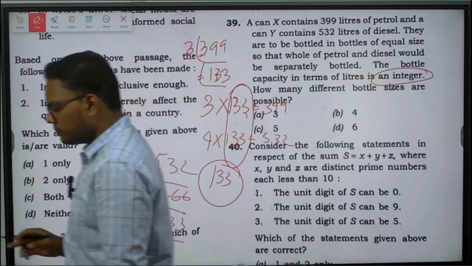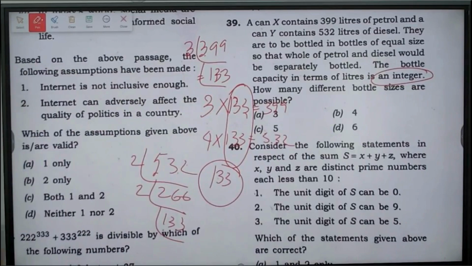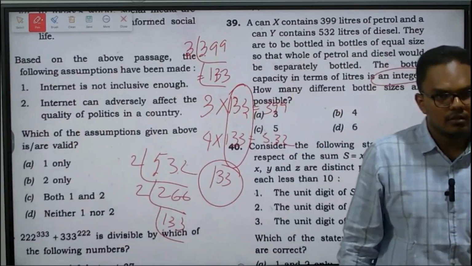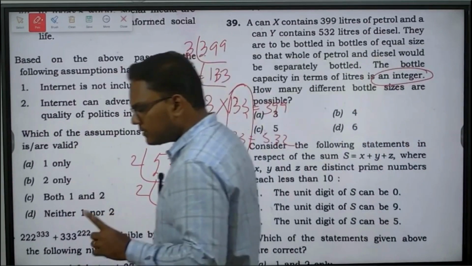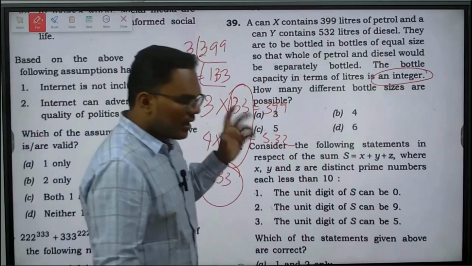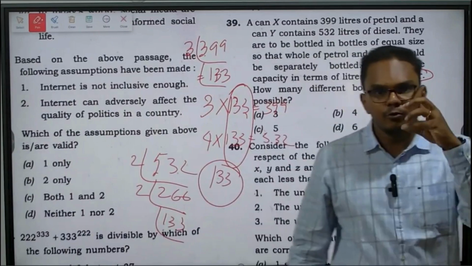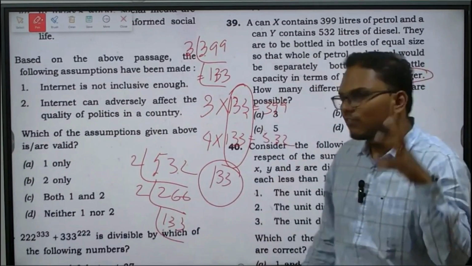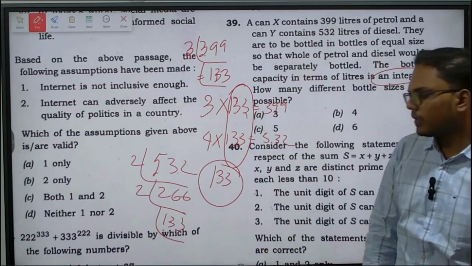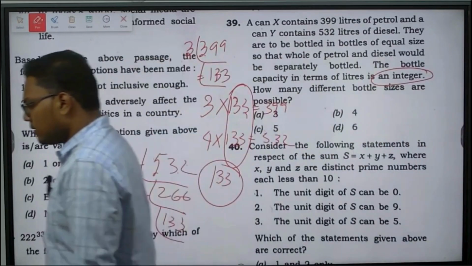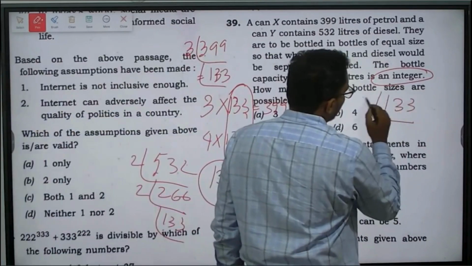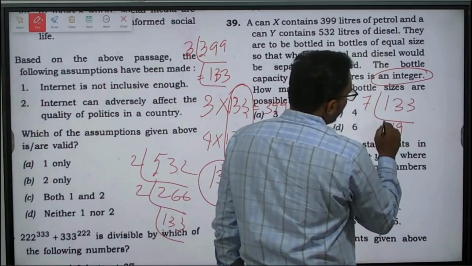Now, if you have bottle sizes of 133, it will be perfect for both. But the question doesn't end here, because if you have a 1 liter bottle also, it will fit, because 1 is a factor of both. So now you have to factorize this further. You have to see how your 133 is divided. Your 133 will go in the table of 7: 7 into 19.